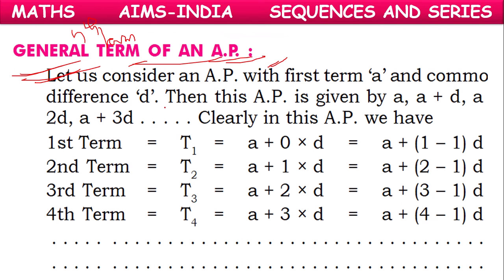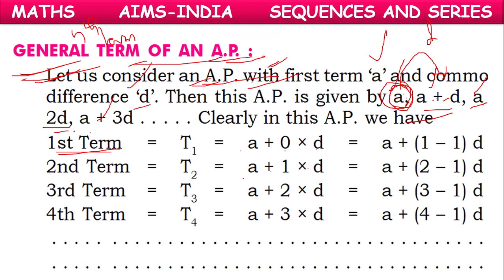Actually, we have an AP. Suppose we have an AP with first term A and common difference D, then this AP is given by A, A plus D, A plus 2D, A plus 3D. The first term we will have only A, which can be written as A plus 0D. The second term we get by adding D to the first term, which is A plus D, and can be written as A plus 1 into D.